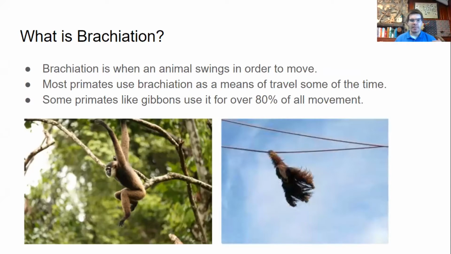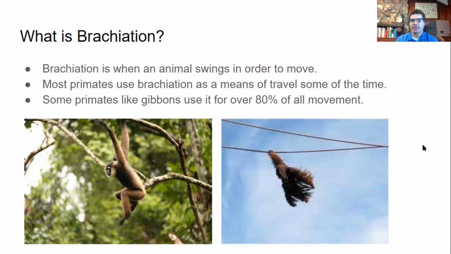A lot of animals brachiate at some point, but most primates use brachiation as their main means of travel. So very similar to how undulation seems to have been specialized, and only a lot of very specific creatures use it, things like leeches, eels, agnathans, which are a type of fish, snakes, and a couple other creatures, annelids, worms, use it to maneuver around. Brachiation is also a very specialized thing. Only a few animals use brachiation exclusively.